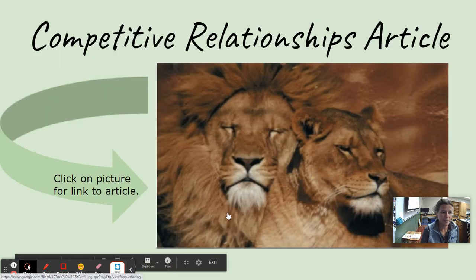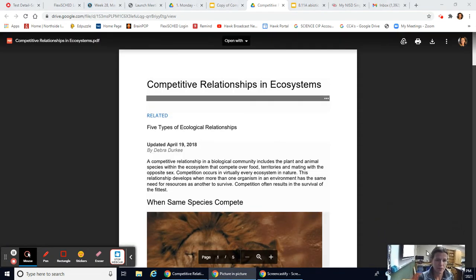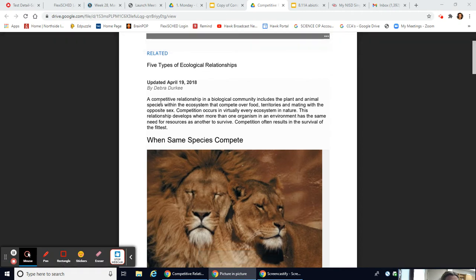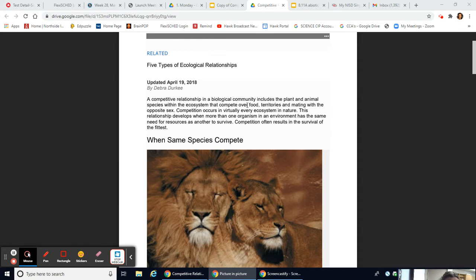Okay, let's have a look at this article and read it together. So I'm just going to read the article to you guys. Competitive relationships in ecosystems. A competitive relationship in a biological community includes the plant and animal species within the ecosystem that compete for food, territories, and mating with the opposite sex. Competition occurs in virtually every ecosystem in nature.